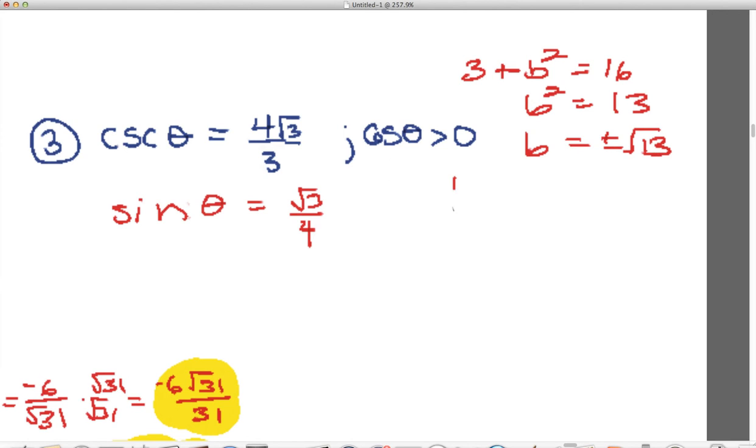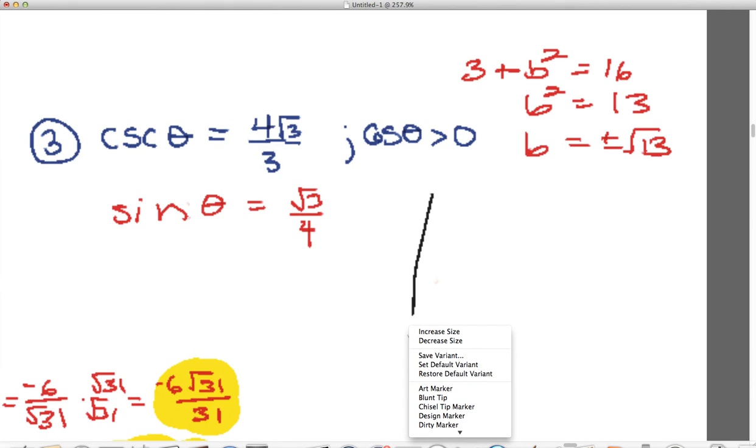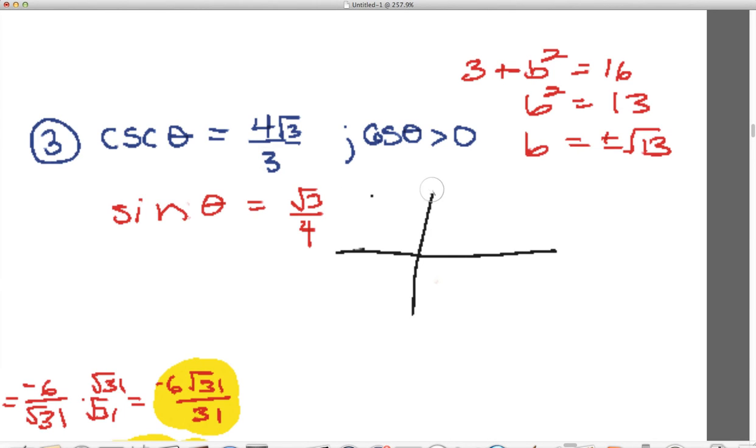Again, we need to figure out what quadrant we're in. So in this case, we know sine or cosecant is positive in that one and in that one, and cosine is positive in that one and that one. Is that right? So sine on top, cosine. Yep. So we're in the first quadrant, it looks like. So in this case, in the first quadrant, they can both be positive. That's supposed to be a straight axis right there. Let's try that again.